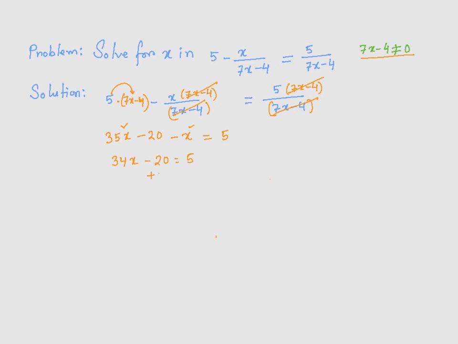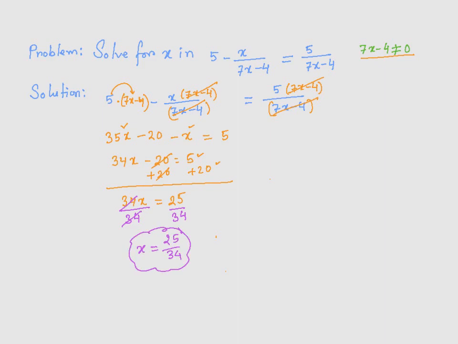Now I'm going to add 20 to both sides. If I do that, I get 34x on the left, negative 20, positive 20 cancel out, is equal to 5 plus 20 is 25. At this point, I'm going to solve for x by dividing both sides by 34. 34 and 34 cancel out. That gives me x is equal to 25 over 34. And this should be your answer.